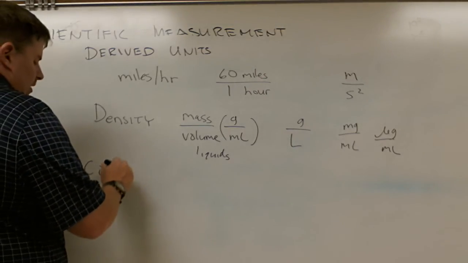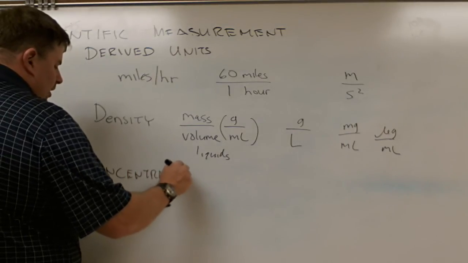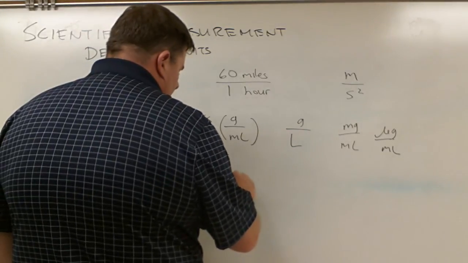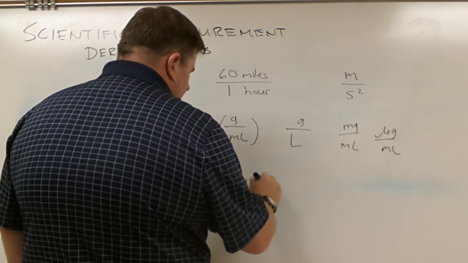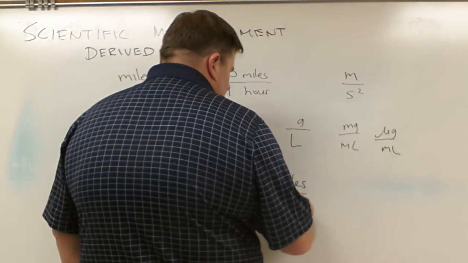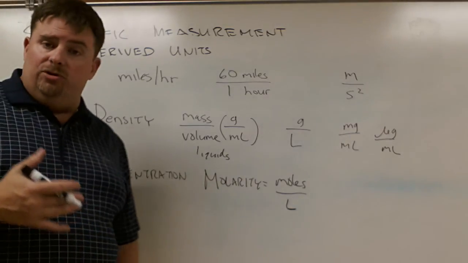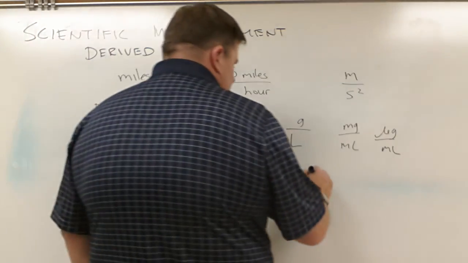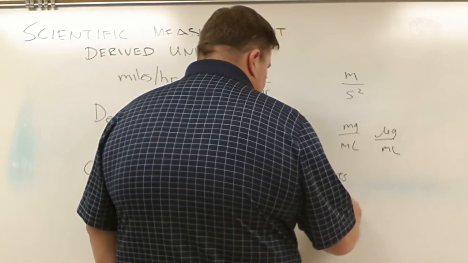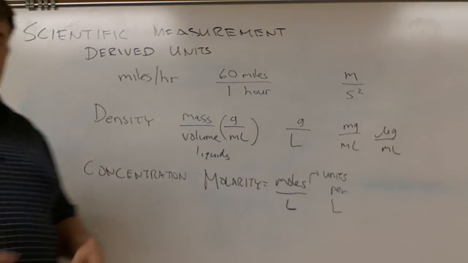Concentration, which is similar to density, uses something called molarity. And molarity is equal to moles for every liter. It's similar to density, but moles is not used for mass. Moles is used for counting. So this is for units per liter. Okay? For molarity. So concentration is how many units do I have in there?